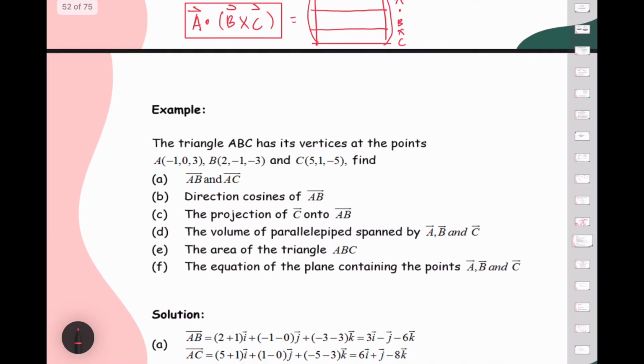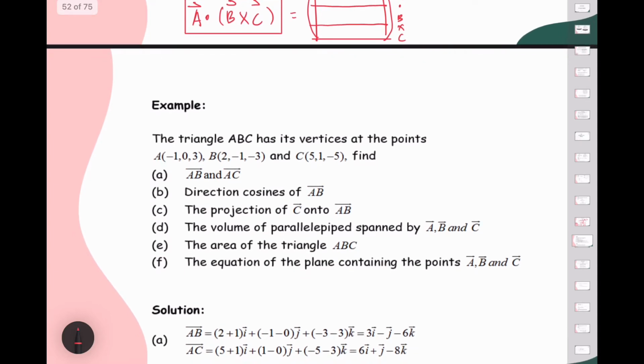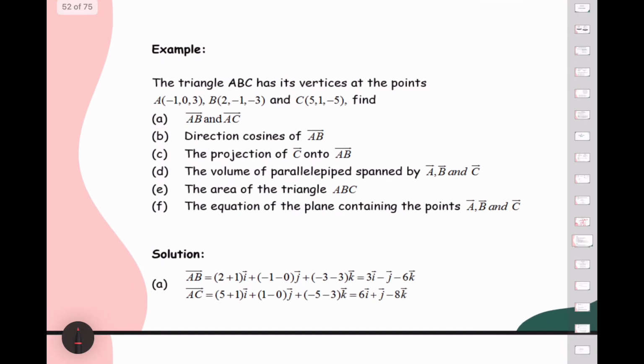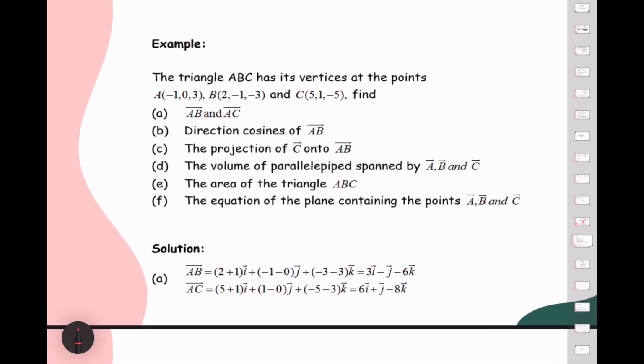Okay, let's see one example here. Okay, this one is the triangle. We will not learn the triangle, but let's see this question. Okay, the triangle ABC has its vertices at the points of A, negative 1, 0, 3, B, 2, negative 1, negative 3, and C, 5, 1, negative 5. So this one is 3 points. Okay, so the first question asks us to find the vector AB and AC.